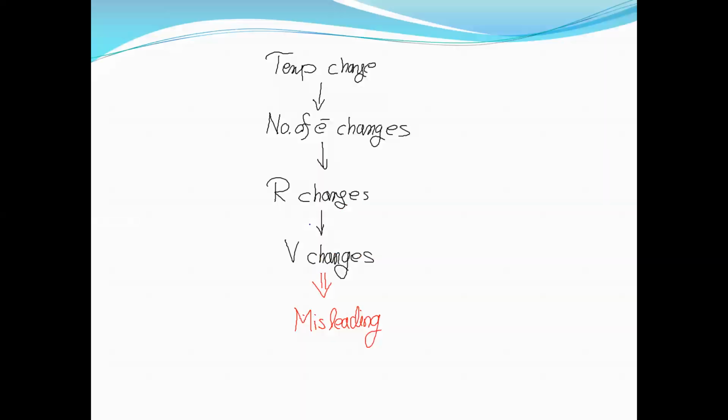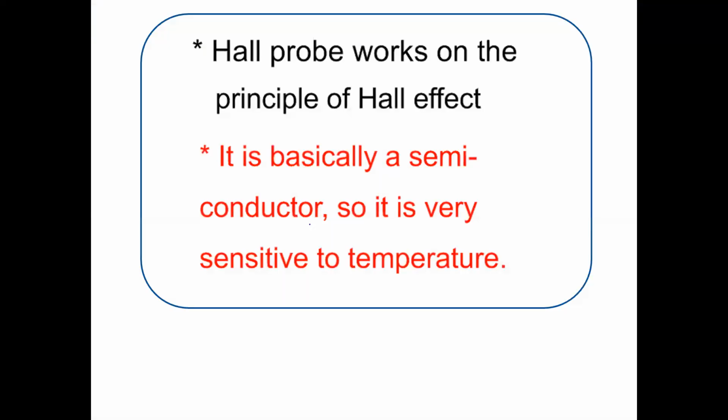Now, Hall probe is very sensitive to temperature changes. So Hall probe has only one drawback. Whenever you are using a Hall probe, you have to be careful. It should not be subjected to temperature changes. Hall probe does not work accurately when temperature changes. Why? Because it's a semiconductor. On temperature change, number of electrons changes, resistance changes, voltage changes, and it is a misleading phenomenon.